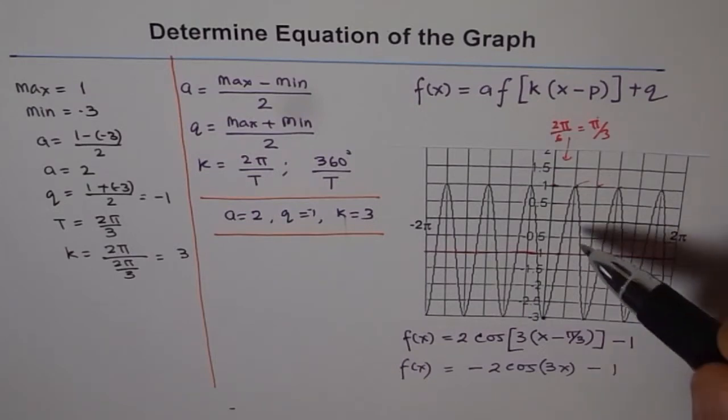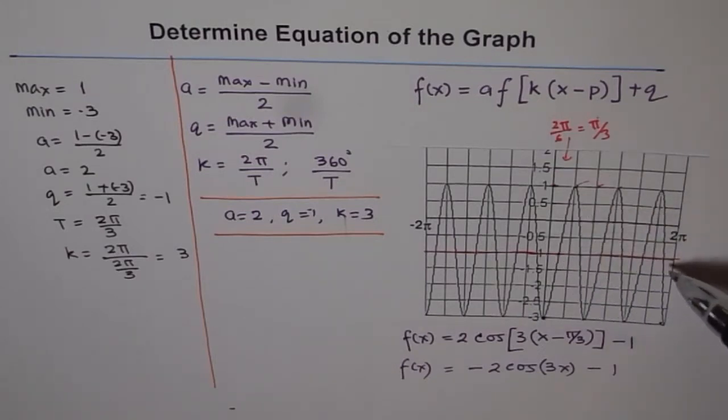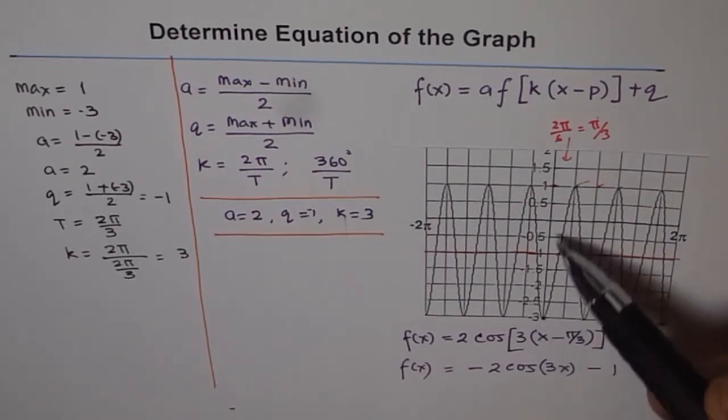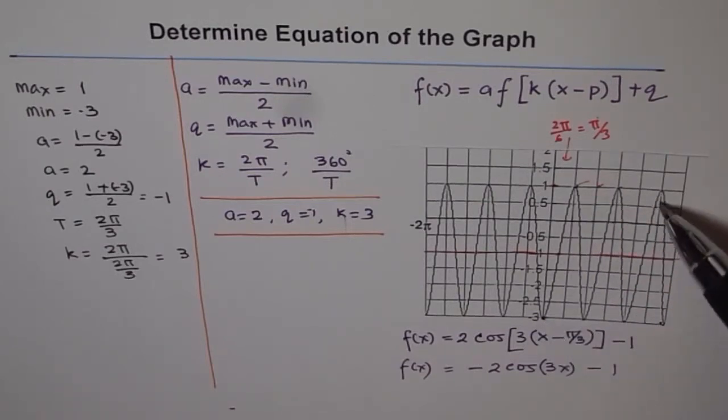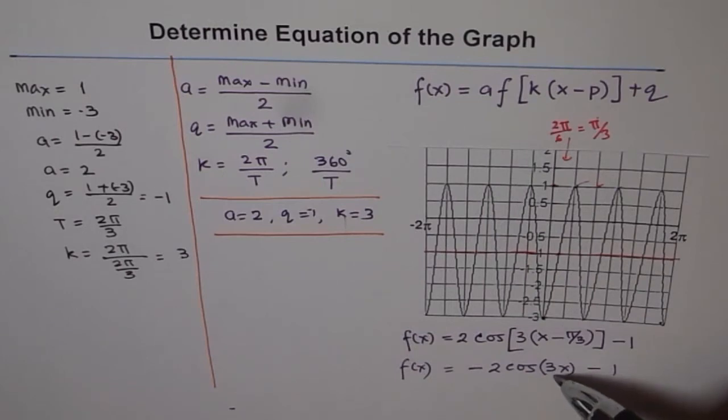Perfect. Then you can also see how many waves there are between 0 and 2 pi. So if you start from here, 1 wave, 2 waves and 3 waves. That gives you the value of k, 3. And that's what you need, right? And you get your equation. Perfect. I hope that makes the job very simple and you understand it.